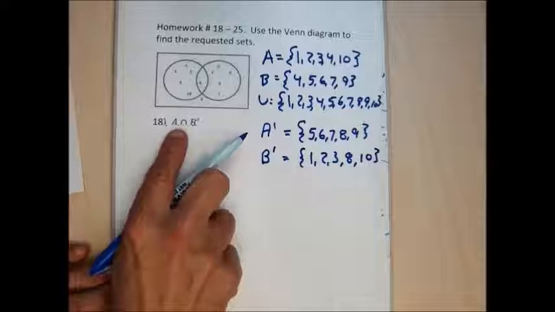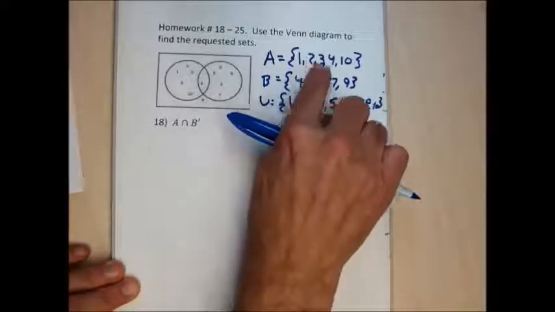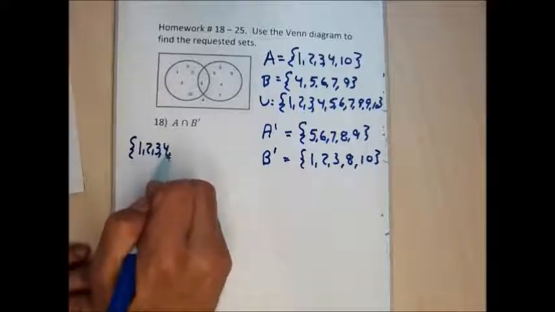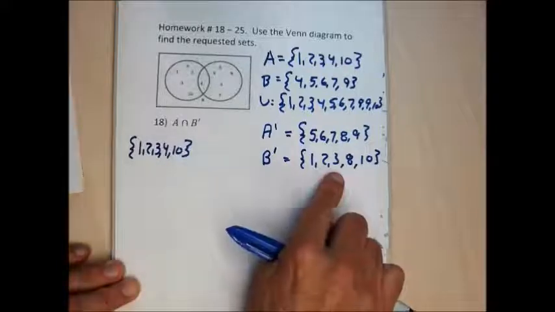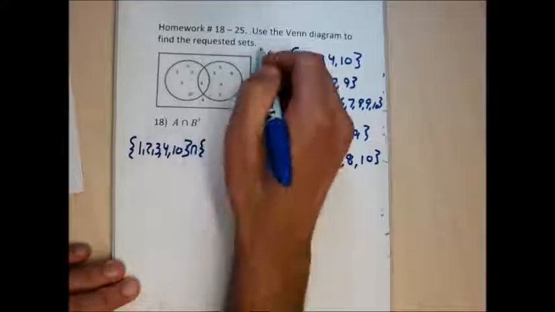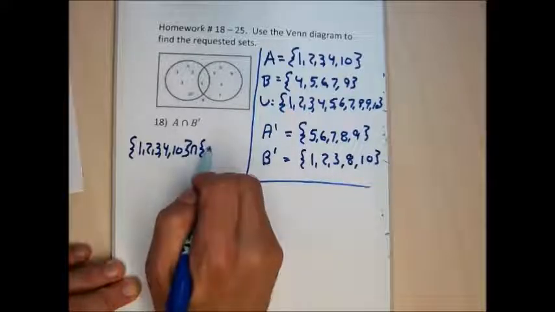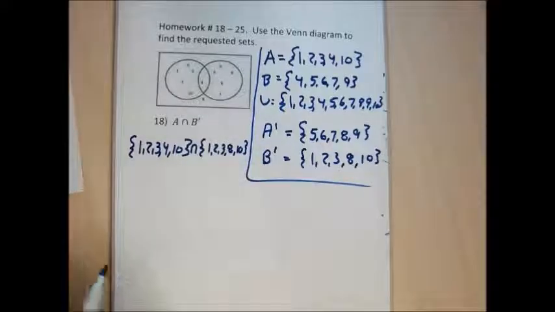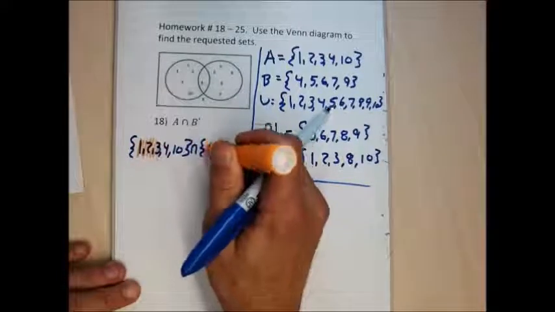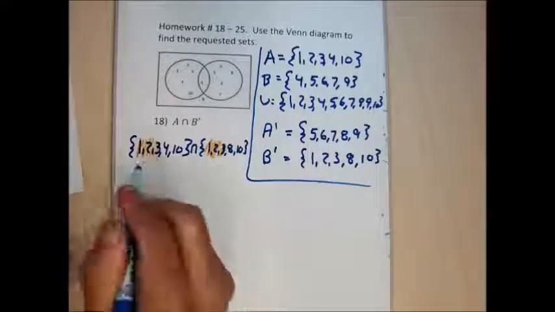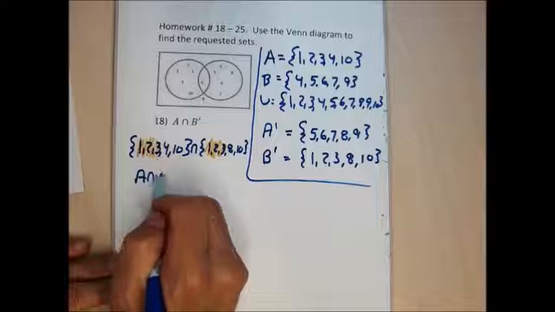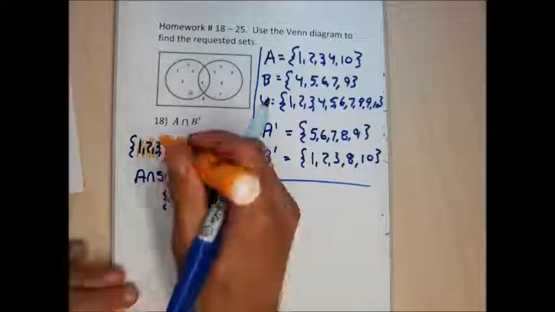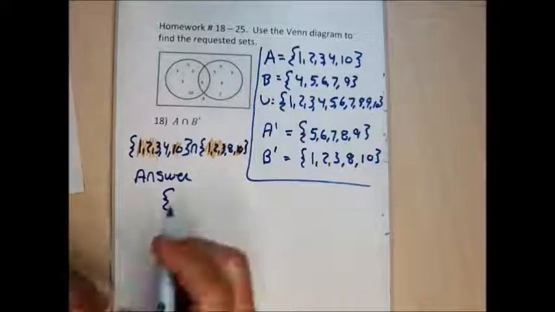For problem 18, I'm doing A intersection B complement. In place of the A, I'm going to write down the set containing the numbers 1, 2, 3, 4, and 10. And in place of the B complement, after the intersection symbol, I'm going to write the set containing 1, 2, 3, 8, and 10. And intersection is what the sets have in common. These two sets have 1, 2, and 3 in common. My answer for number 18 is the set containing 1, 2, I missed the 10 here, 1, 2, 3, and 10 they have in common.